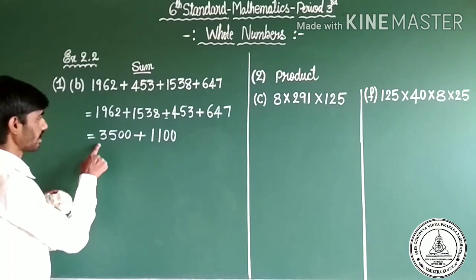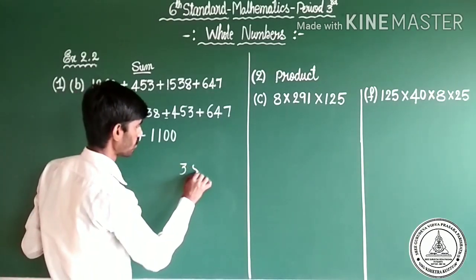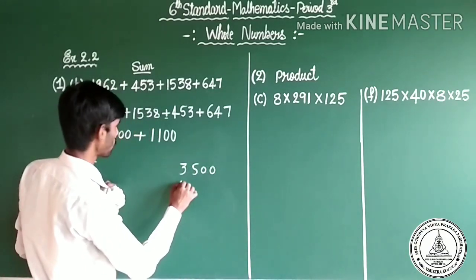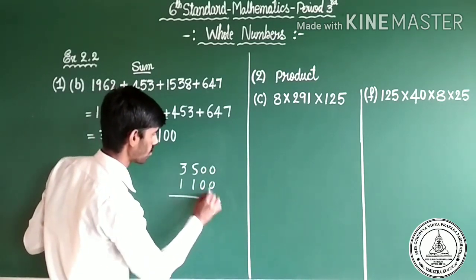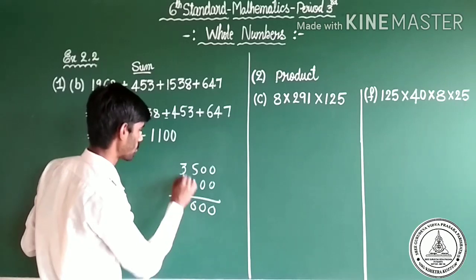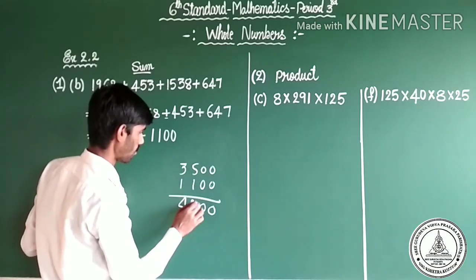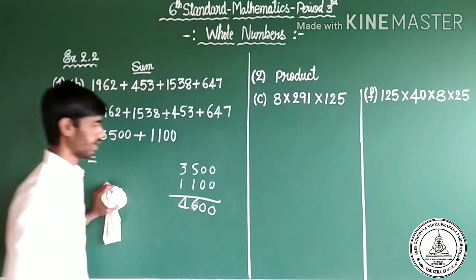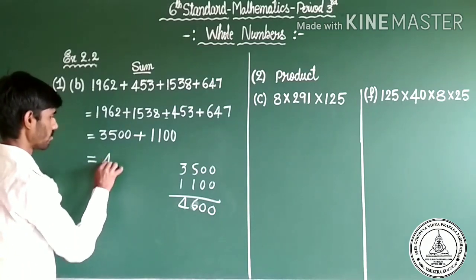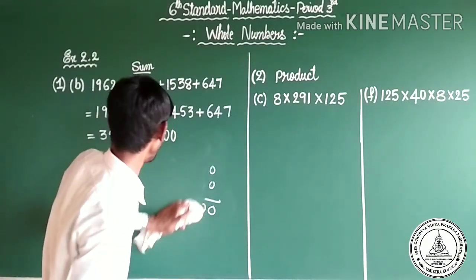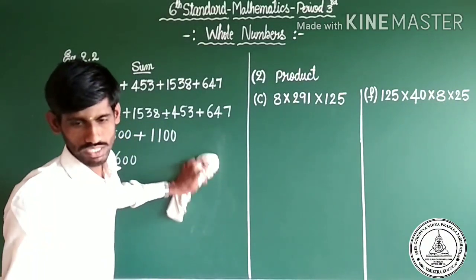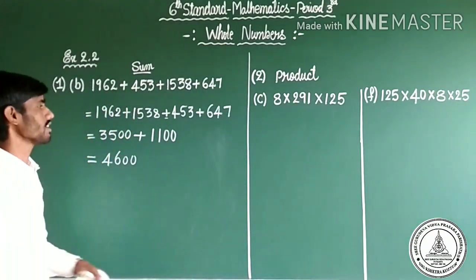Add these two addends, 3500 plus 1100. 0 plus 0 is 0, 0 plus 0 is 0. 5 plus 1 is 6. 3 plus 1 is 4. So 4600, it is the final answer.